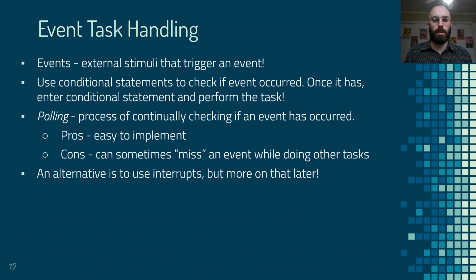The first thing we'll talk about is event task handling, right? What we mean by an event task is that it's triggered by an event. Some external stimulus is telling us to do something. That's like what we were just doing in that last example, where we were toggling the LEDs on and off. There was some external stimulus, me pressing a button, that was telling it to do something. And then we used conditional statements to check if something has occurred, right?